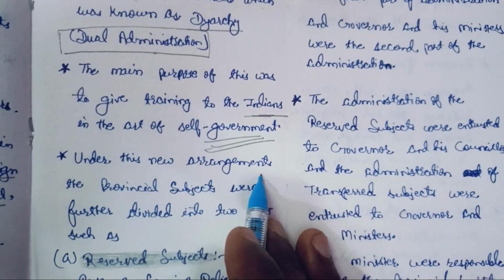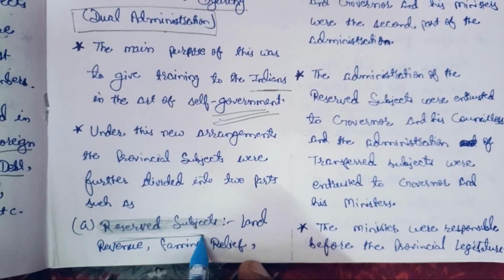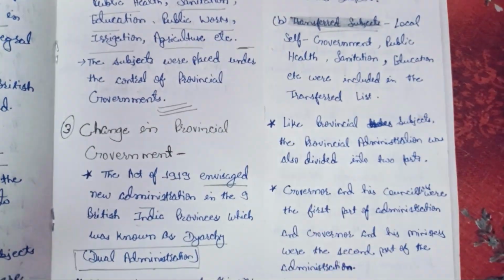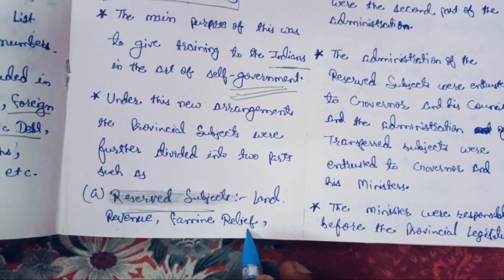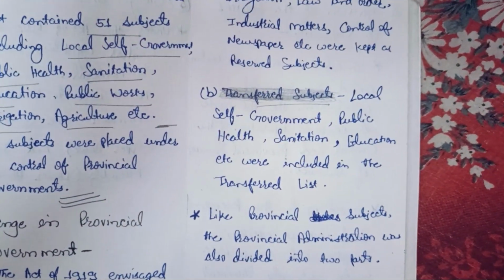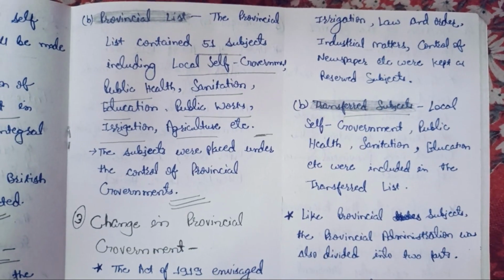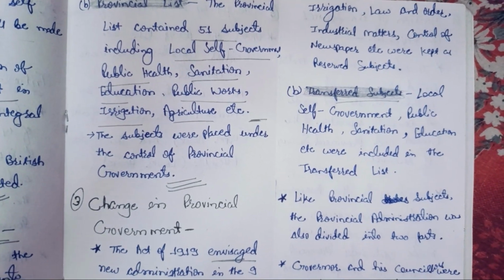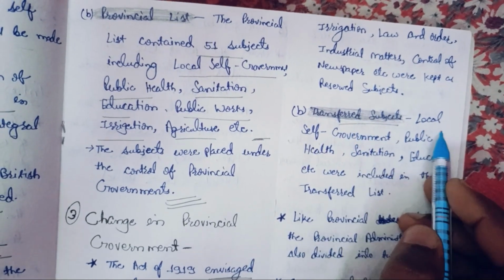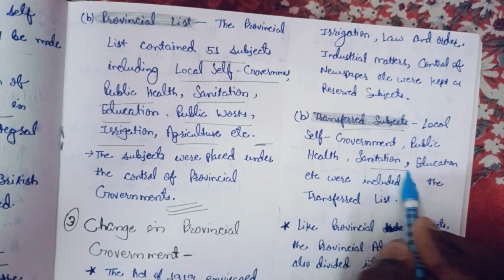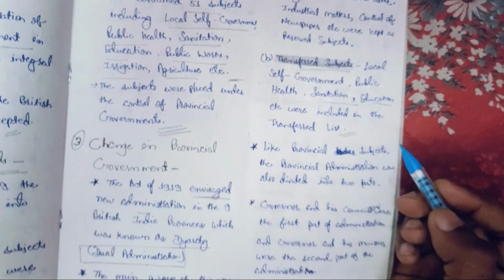Under this new arrangement, the provincial subjects were further divided into two parts, such as reserved subjects and transferred subjects. Let's see what the reserved subjects were. Land revenue, famine relief, irrigation, law and order, industrial matters, control of newspapers, etc. were kept as reserved subjects. And in the transferred subjects, local self-government, public health, sanitation, education, etc. were included in the transferred list.